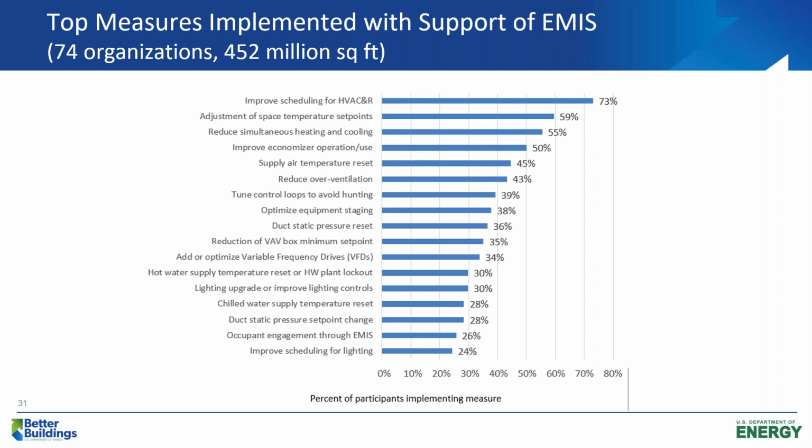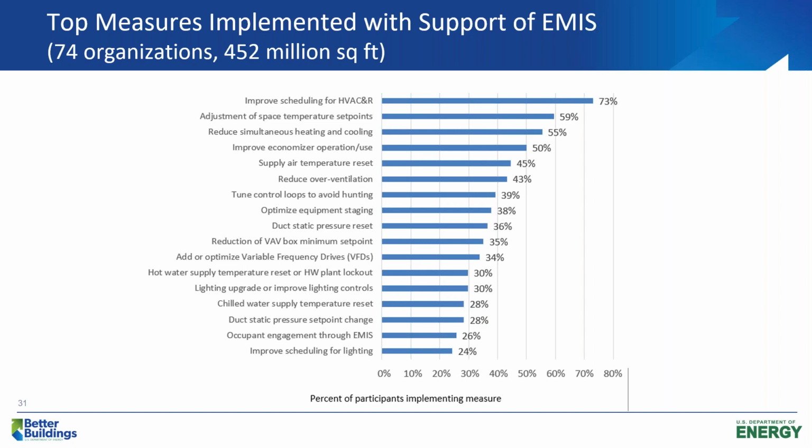It's the same set of measures: optimizing schedules, set points, simultaneous heating and cooling, economizers, reset schedules, reducing overventilation, tuning loops, and so forth. Every time we look at what measures are implemented, this list is pretty much the same. Even across all market sectors, except higher ed and office had more of a focus on occupant engagement. So that was another thing they did with their EMIS, is that they shared some of that data with occupants to try to change practices.